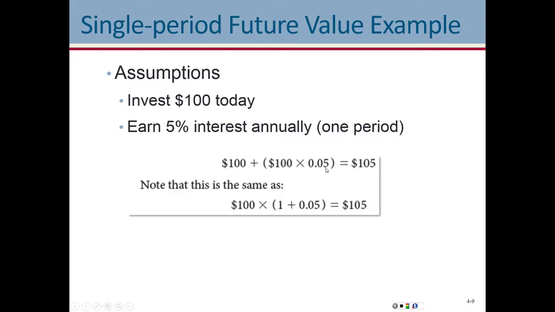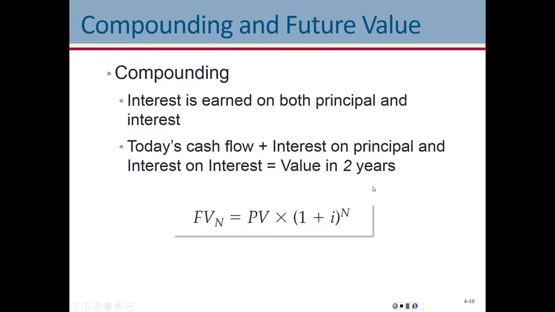$100 that we're investing plus 5% out of those $100 makes it 105. Now, we were only talking about one period, but in reality, we can leave our money sitting there for more than one period, right? And what's going to happen is we're going to be compounding our money. And by compounding, we mean we are going to be earning interest on interest, right?